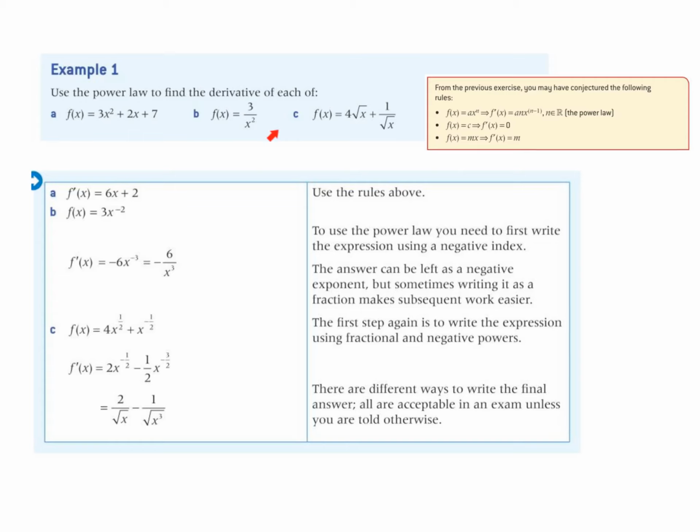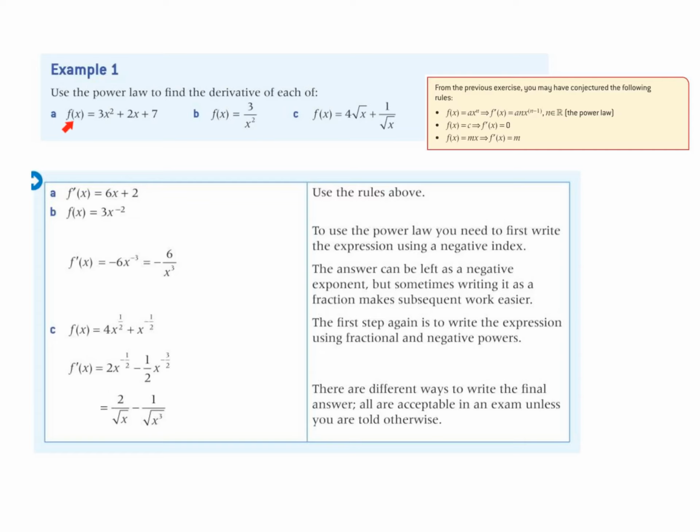Okay, example 1. Use the power law to find the derivative of each of A, B, and C. Now the power law, that's this. If the function is ax to the n, then the derivative is, you bring the n down and it becomes anx, so the n comes to the front, and then you take 1 away from n, so the power is reduced by 1. So we're going to use this one for these exercises.